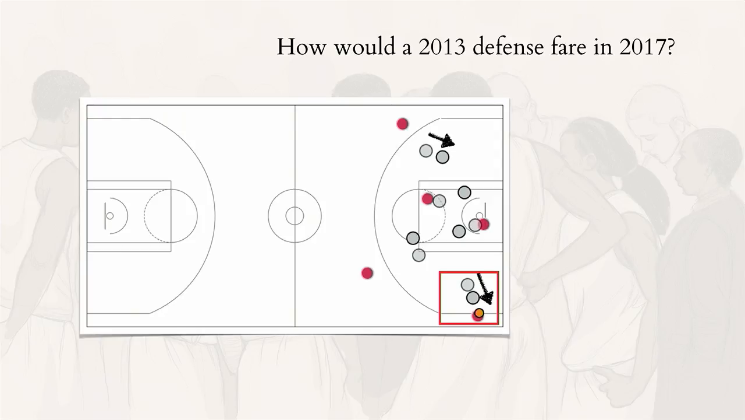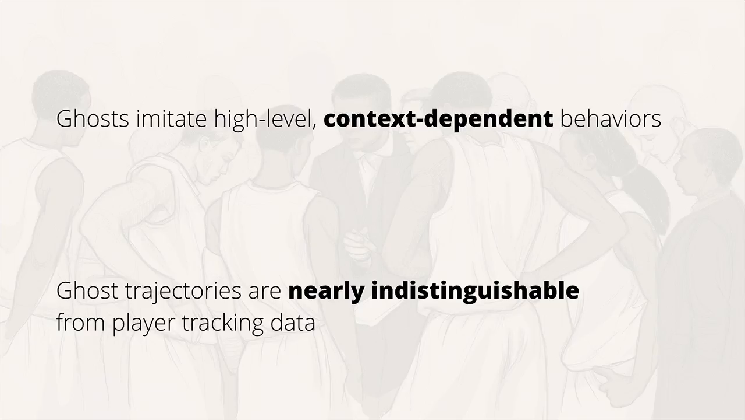Okay, so this is just another fun example. We asked, what would happen if you took defenses from the 2013 season and played them against a defense from today, from the 2017 season? The really light gray circles are 2013, and the darker circles are their 2017 compatriots. You can see that defenses today are much more concerned with the three-point line, pinching in and compressing the space than they were 4 years ago. Okay, so recap. We've showed you these high-level context-dependent behaviors. And I want to make a fairly bold claim that we're able to produce trajectories that are nearly indistinguishable from real player tracking data.